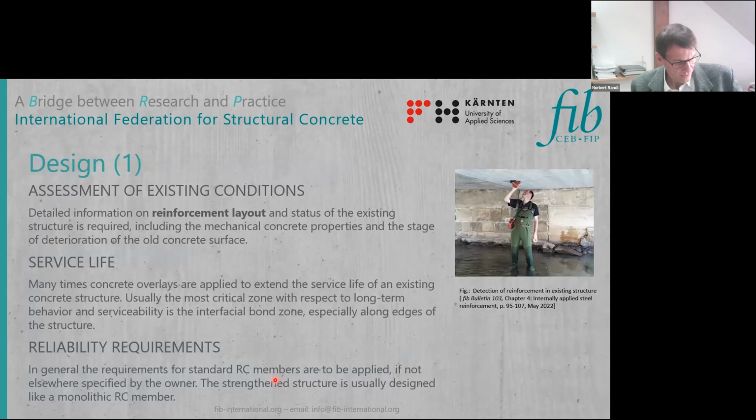Now let's come to some design considerations. In order to perform a well-based design, you need a thorough assessment of the existing conditions. For example, detection of reinforcement. Service life means that you have to avoid delamination, because it's not just for the load-bearing capacity, it's also a matter of serviceability, whether the interface opens or not. Reliability requirements are usually not specifically different from standard RC members.